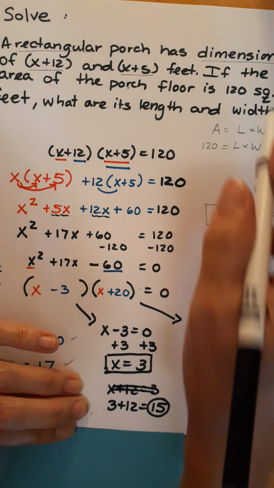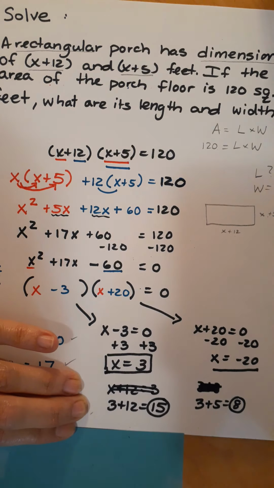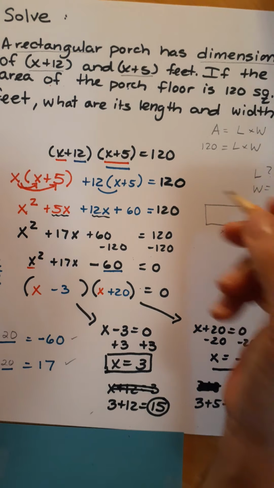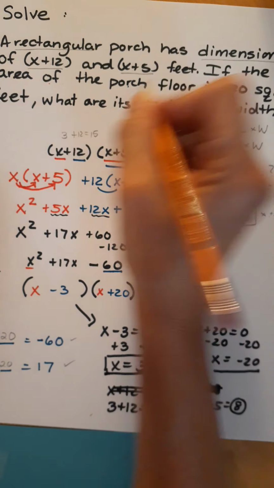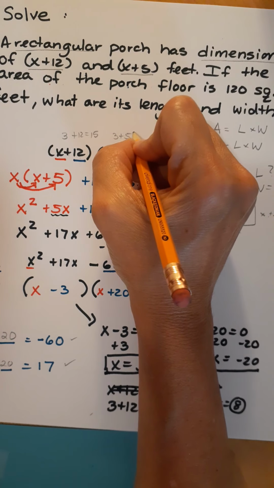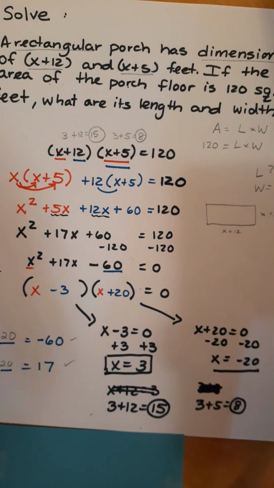And when I multiply them, I should get 120. So I put them into the original ones here. Let me mark them up here. 3 plus 12 equals 15, and 3 plus 5 equals 8. So my dimensions are 15 and 8. And that's how you figure this problem.